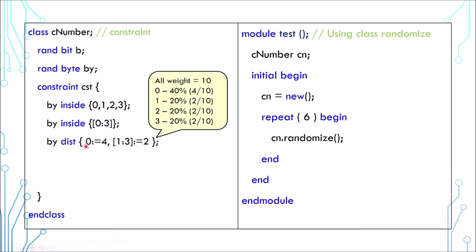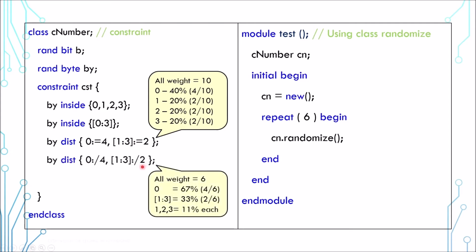This means that the value 0 has a weight of 4, and the values 1, 2, and 3 each has a weight of 2. This is another way of specifying distribution. In this case, 0 has a weight of 4, and 1, 2, and 3 all share a weight of 2. If you call the randomize function several times, this would be the possible randomized values.